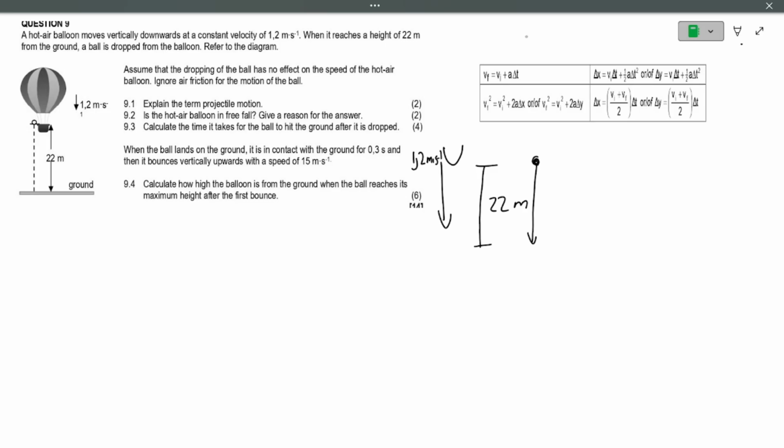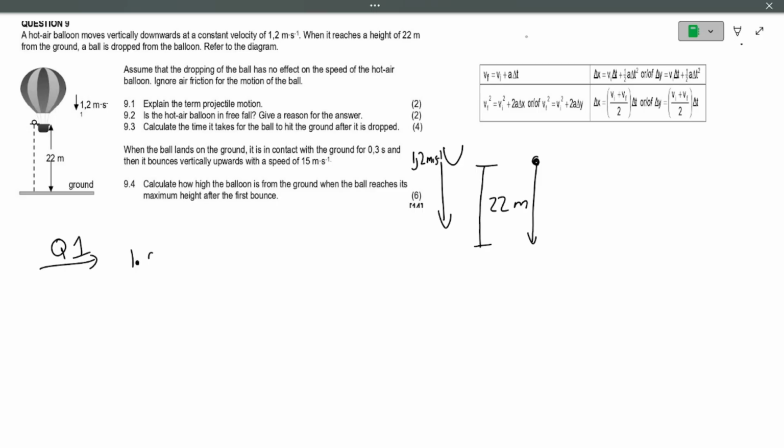So let's go to the first question. Okay, it says that, no, it's question 9. It was on a previous question paper, it's question 9. Then it says, explain the term projectile motion. So what's a projectile motion? It's an object that has been given initial velocity and moves under the influence of gravitational force only.